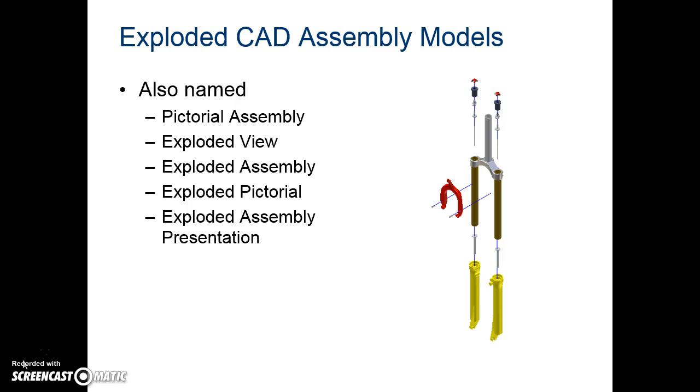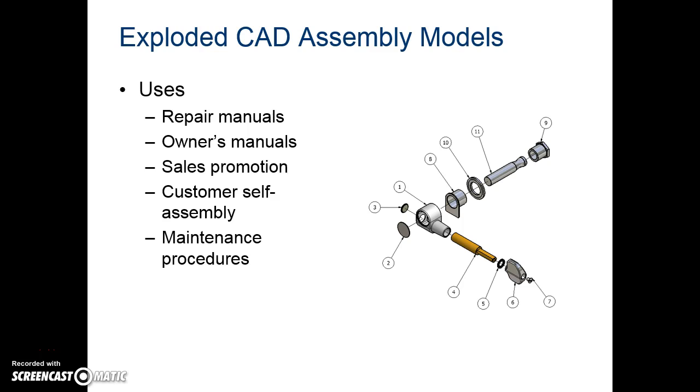So, exploded views, we've done them before. We did them with your cube drawing. Here we have them. They're named pictorial assemblies, exploded view, exploded assembly, exploded pictorial, exploded assembly presentation. So there are all kinds of names for them aside from exploded view and assembly models. They're used in repair manuals, owner manuals, sales promotions, customer self-assembly, maintenance procedures. I've used a couple of them to put your cubes together to see how they fit together. So it's just really how these pieces fit together.